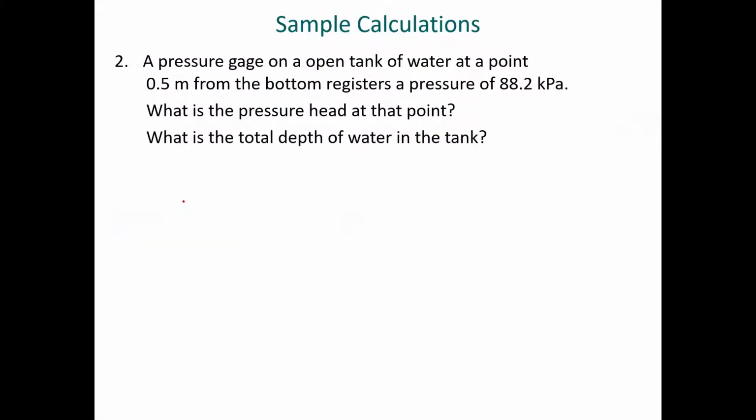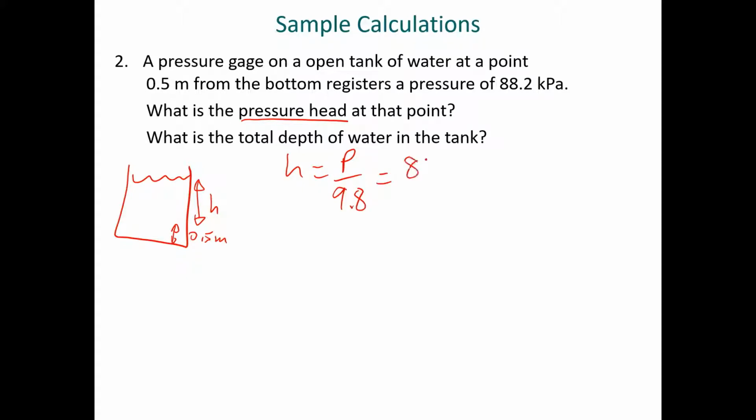Here's another one. It says that we have a pressure gauge on an open tank of water at a point 0.5 meters from the bottom, and it registers a certain amount. So what is the pressure head at that point? And then the total depth of the tank, right? So pressure head, I'm just calculating height, right? So here again, we have a little tank of water, and the gauge itself is 0.5 meters. And then I'm figuring out the amount of pressure there, right? So our formula, rearranged from the last slide, was pressure over 9.8.